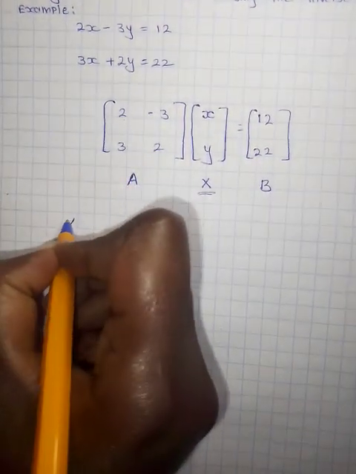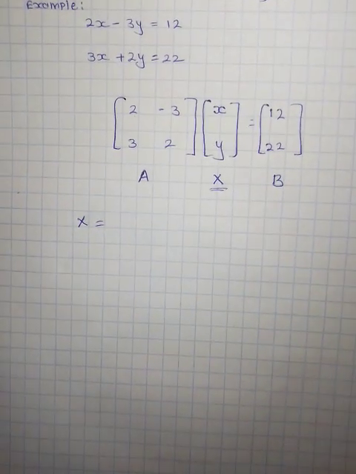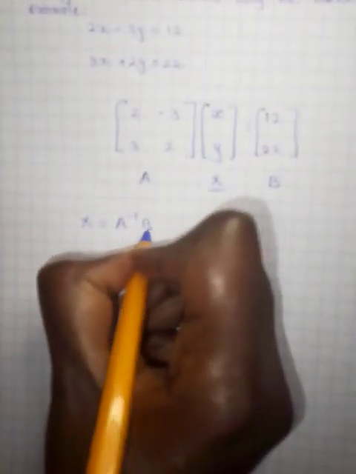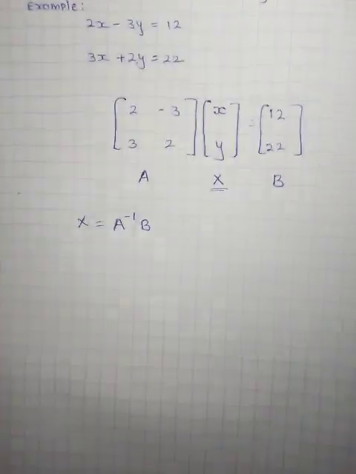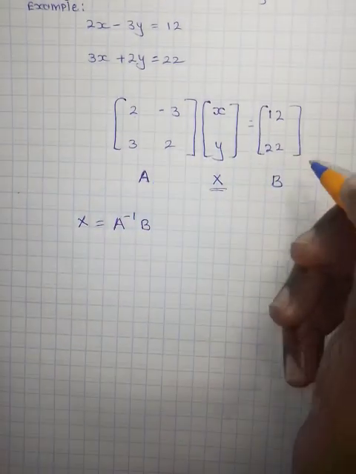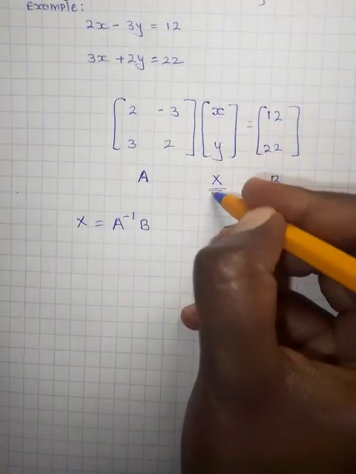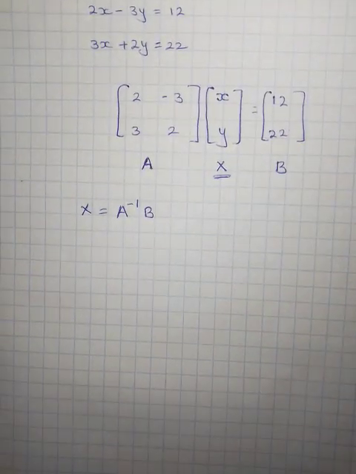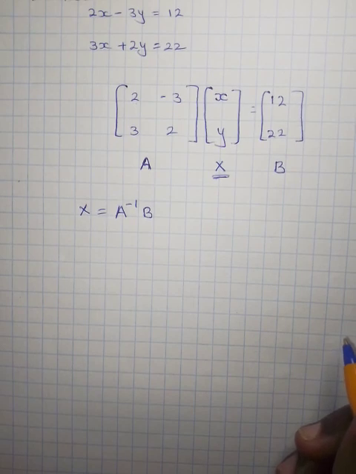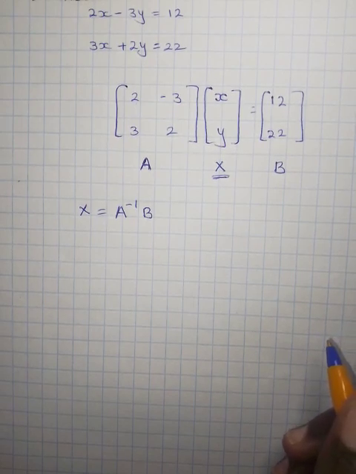So how do you get that? X is equal to the inverse of A, multiplied by B. So we are going to first of all look for the inverse of A, and then the answer we get, we are going to multiply by B so that we can get x and y. If it is not a familiar topic to you, you can go back to a video we've done on that and familiarize yourself.